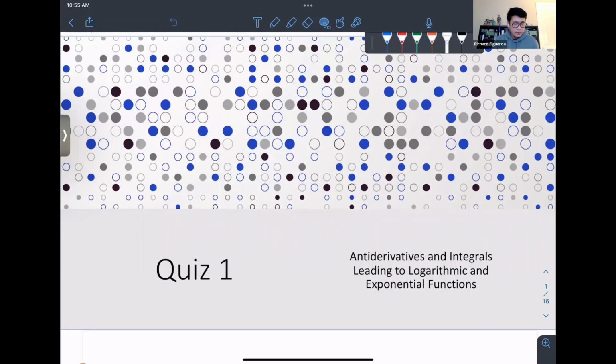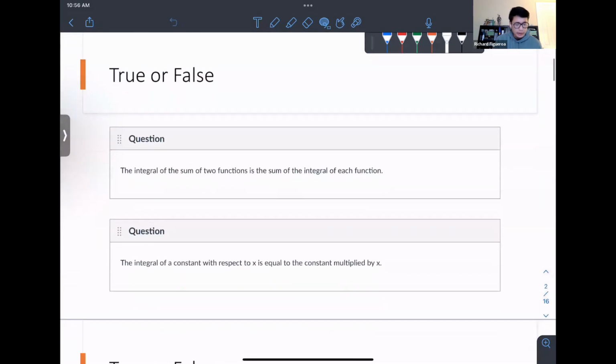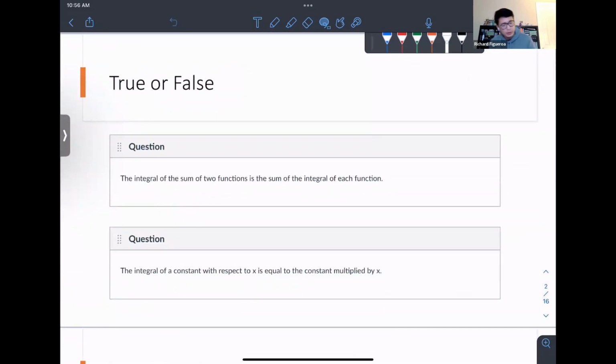Okay, so good day. For today, we'll be discussing the solution to your first quiz, on the following topics: antiderivatives, and integrals leading to logarithmic as well as exponential functions. The first part of your quiz is true or false, so let's try to answer the following.